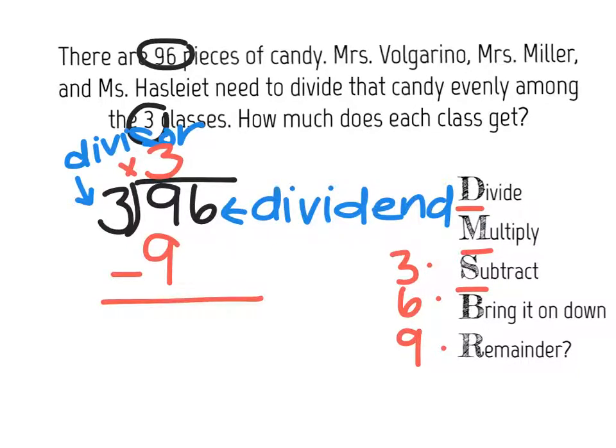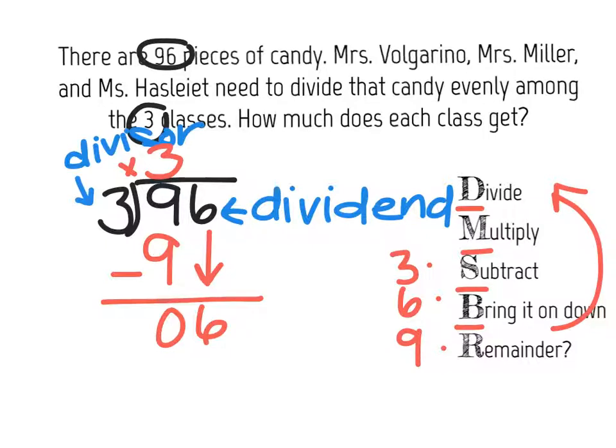9 minus 9 would be 0. And I'm going to bring it on down and bring it on back. And I'm going to bring down the 6. Okay, then we're going to go back up to divide because we're not to the bottom yet, so we don't need to worry about that remainder.